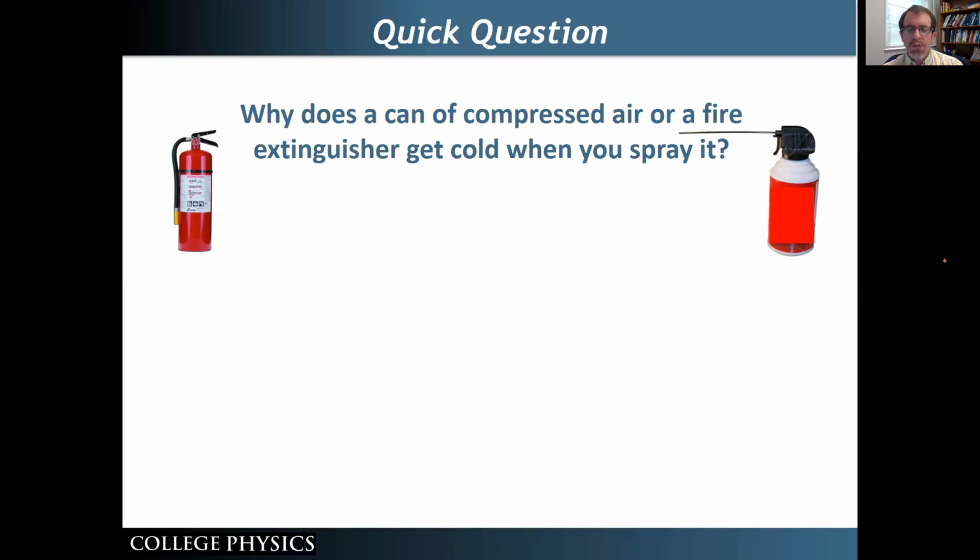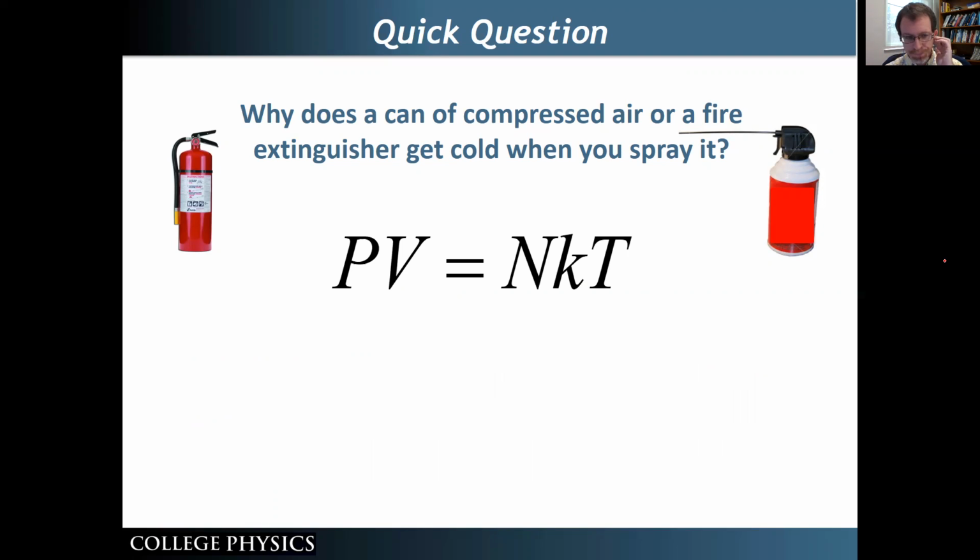All right, a quick conceptual question here. We've got a can of compressed air or a fire extinguisher. Why does it get cold when we spray it? Well, take a look at the ideal gas law. We've got some amount of gas trapped inside of that fire extinguisher. When we spray it out, what happens? Well, N decreases, because we're causing some of the gas to leave. What else happens? The amount of pressure is going to decrease as well.